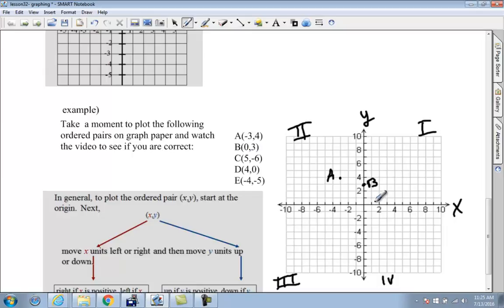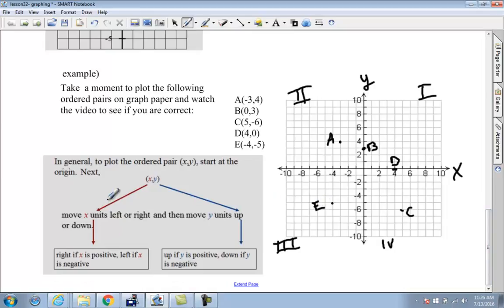5, -6. 1, 2, 3, 4, 5. That means to the right 5, from origin, and down 6. 1, 2, 3, 4, 5, 6. Boom, right there. So we'll call that C. Okay, and then 4, 0. Well, gee, that's right on the x-axis. Okay. And -4, -5, so back 4, down 5. Now, believe it or not, some of you may be thinking this is too easy for you, but believe it or not, some people have problems plotting points. So you want to make sure you're comfortable with that before we go any further.